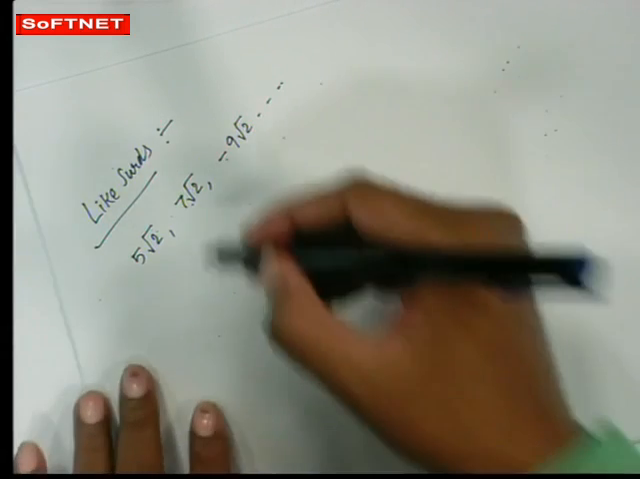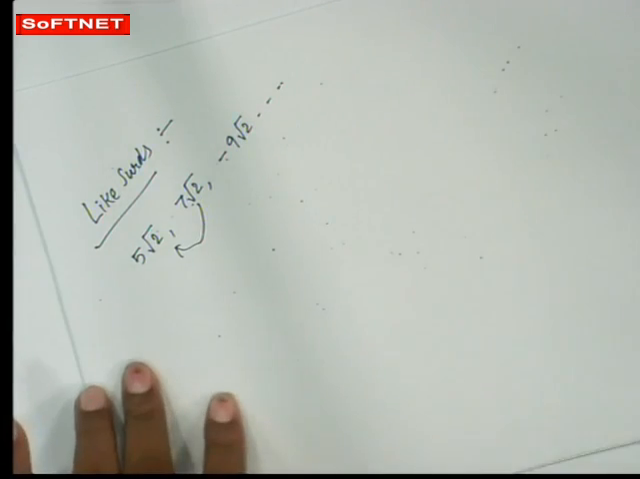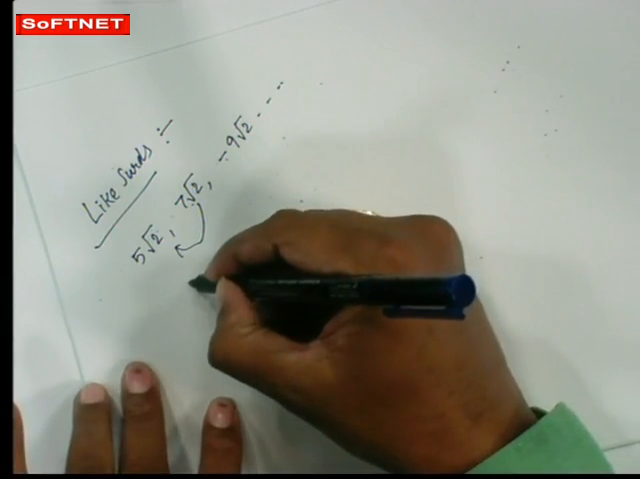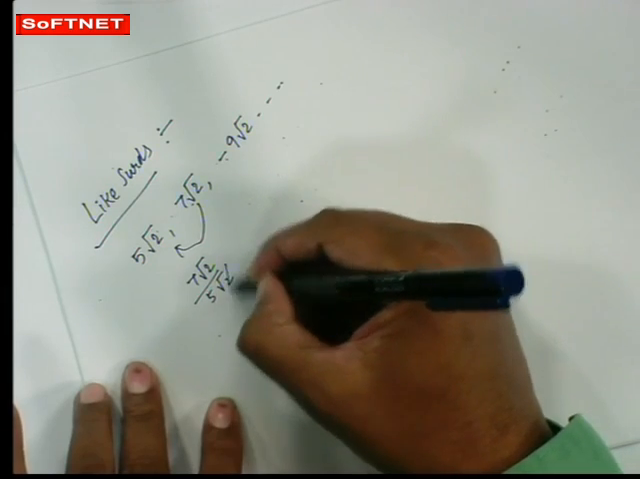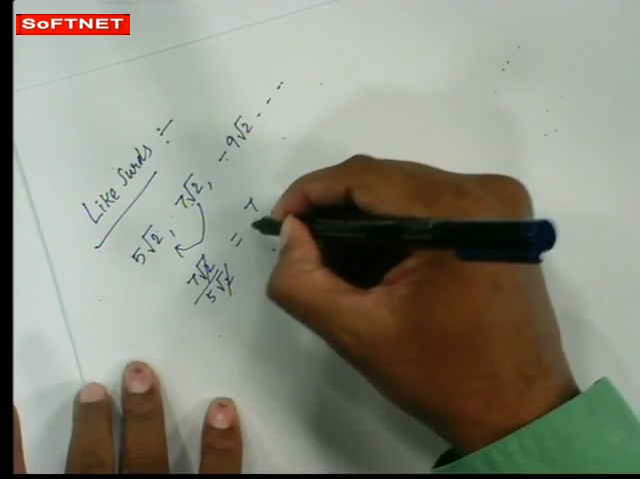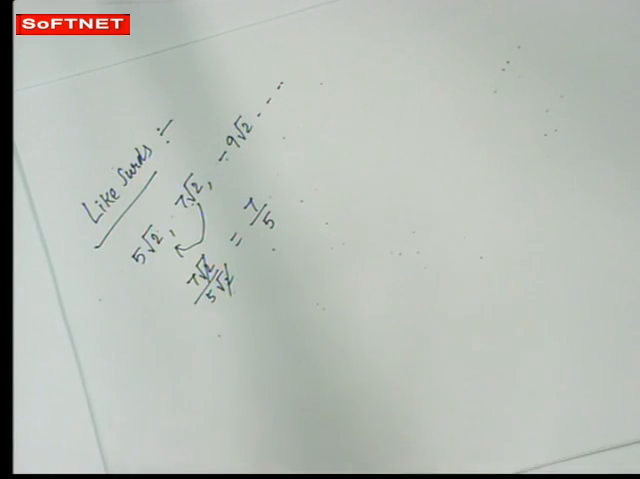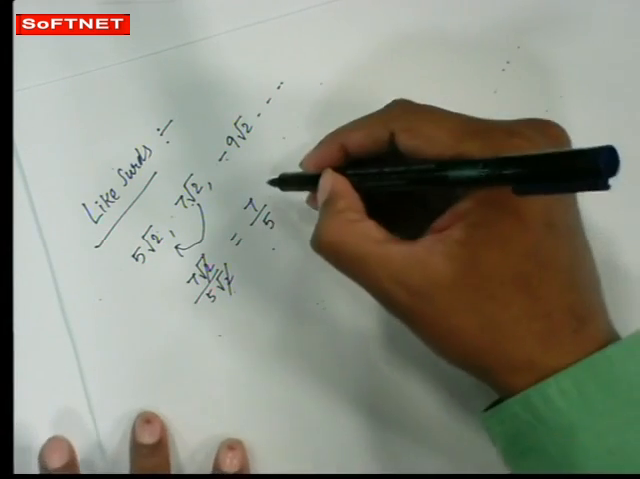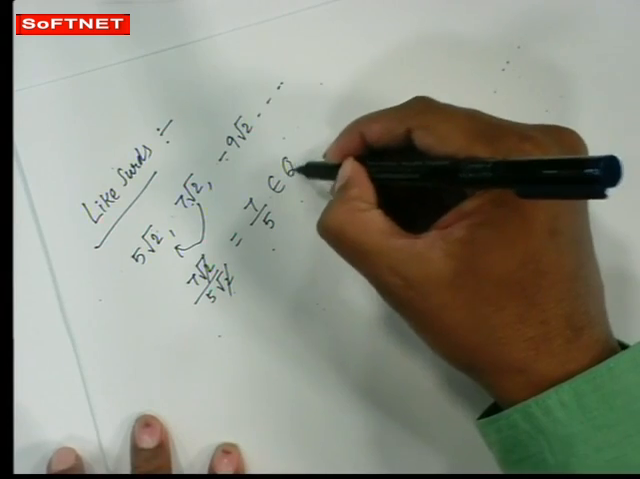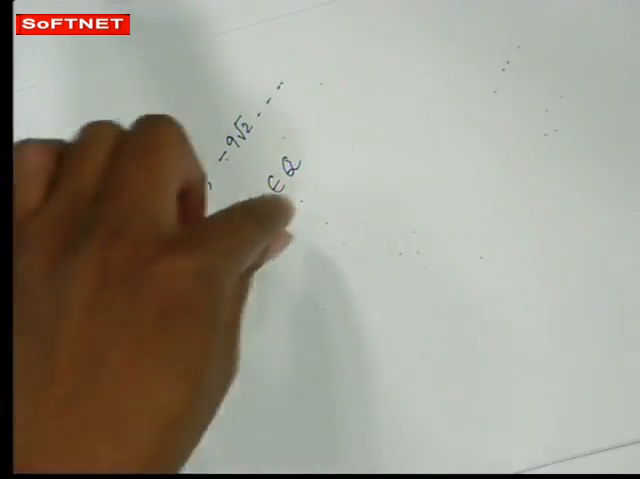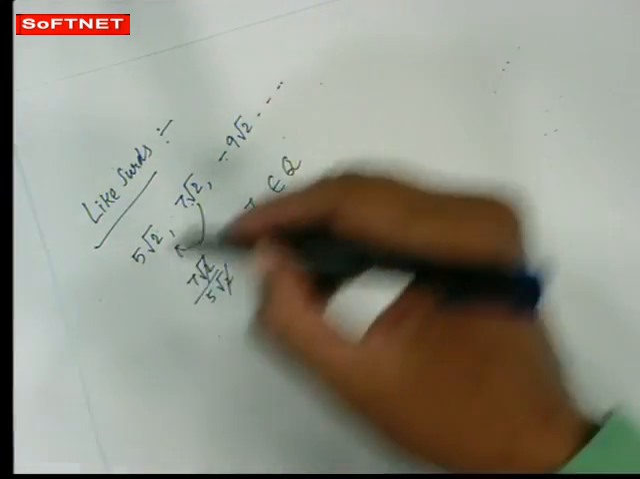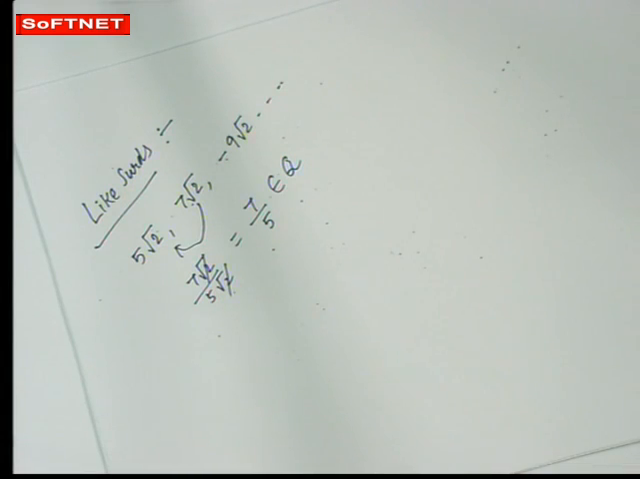Now let us find the ratio of these two, that means 7 root 2 by 5 root 2. Root 2 gets cancelled. What do you get? 7 by 5. This 7 by 5 is in the form of p by q. Am I correct? So this is a rational number. Since the quotient of these two is a rational number, these surds are called like surds. These are examples of like surds.